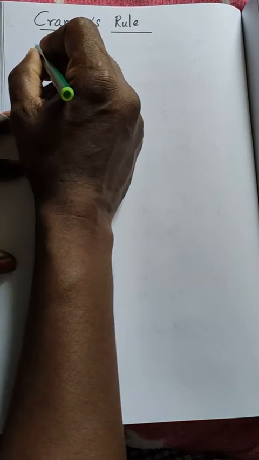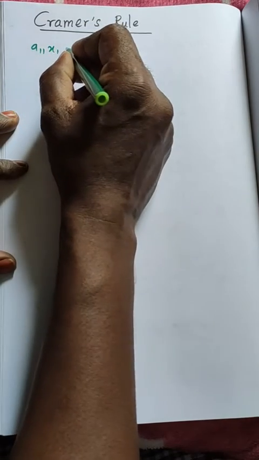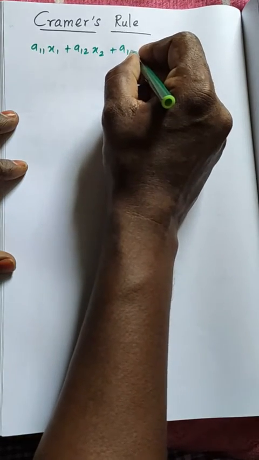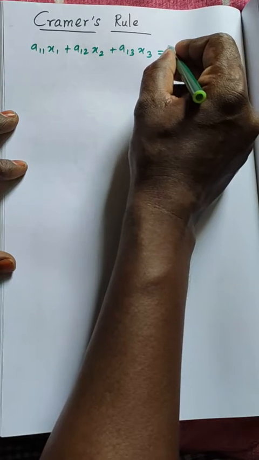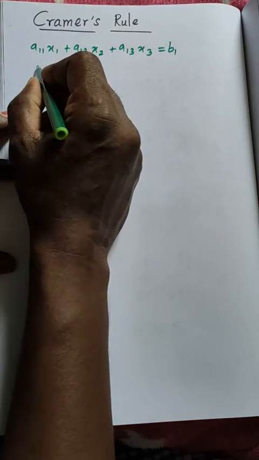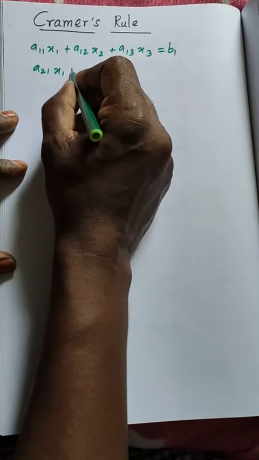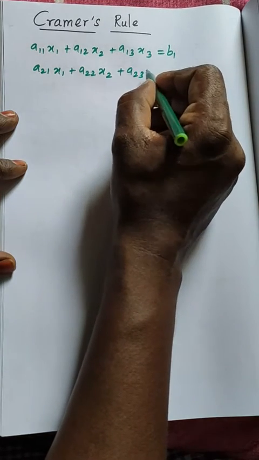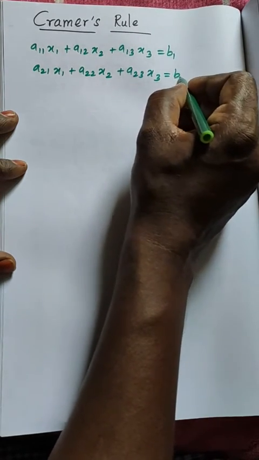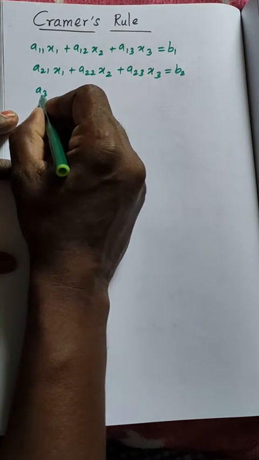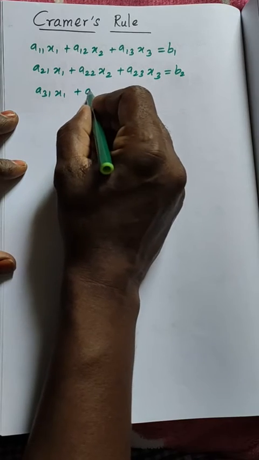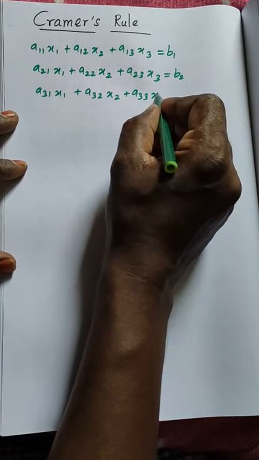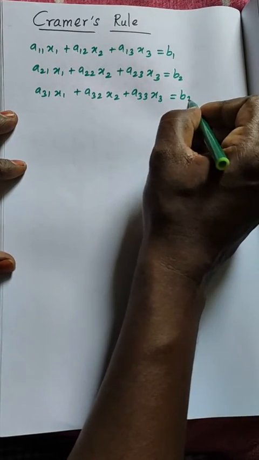Consider the system of equations a11 x1 plus a12 x2 plus a13 x3 is equal to b1, and a21 x1 plus a22 x2 plus a23 x3 is equal to b2, and a31 x1 plus a32 x2 plus a33 x3 is equal to b3.